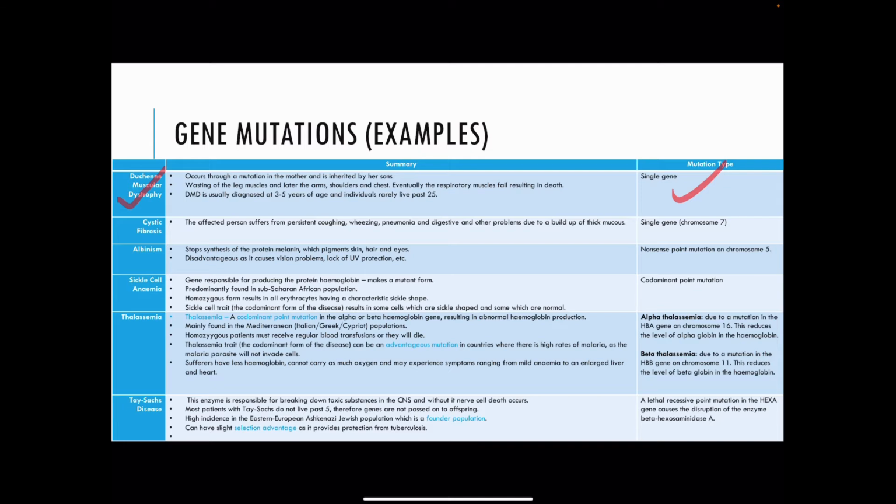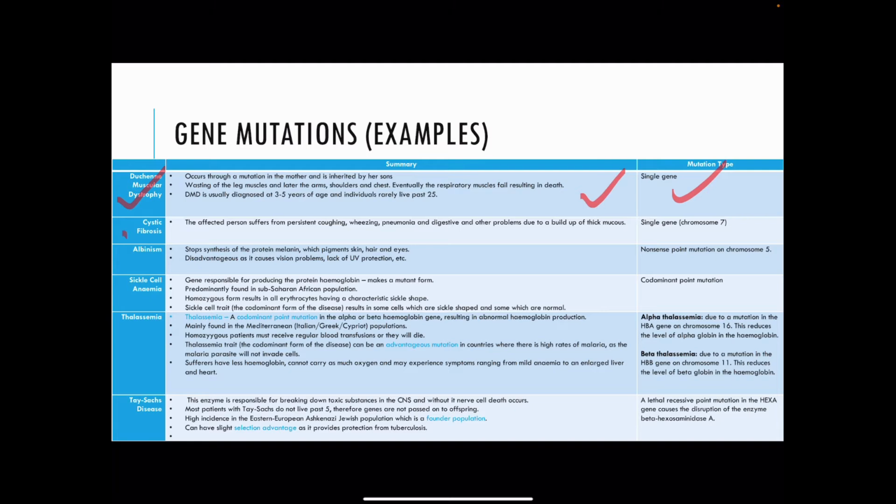What happens in someone that has muscular dystrophy is that the leg muscles waste, okay, or basically they kind of break down and they don't have normal motor function. And then later on in life, the arms, the shoulders and the chest muscles start to waste away as well. Now, eventually the respiratory muscles fail, okay, and the sufferer unfortunately dies. Now, DMD is usually diagnosed at around 3 to 5 years of age, and individuals rarely live past the age of 25, and that's because by the time they get to that age, the respiratory muscles have failed.